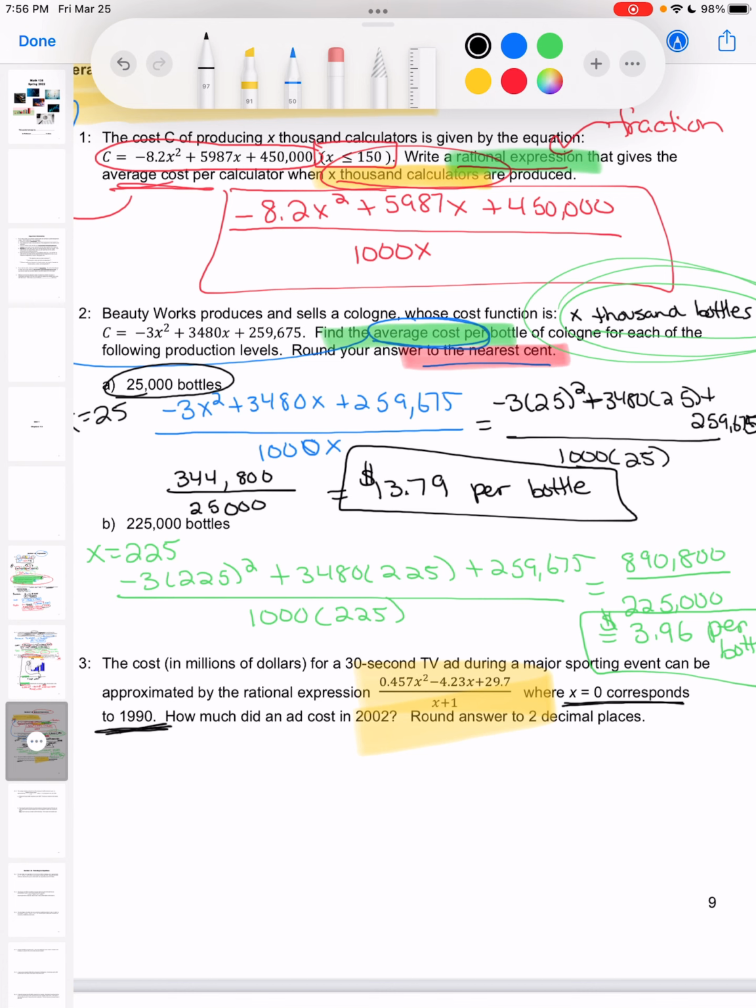But I'm asking about 2002. So I don't want to plug in just 2002. We're not going to plug in the straight year. Instead, I want to know how many years have passed between 2002 and 1990. So I'm going to plug in 12. That's the hardest part of the whole problem. What this is telling me is everywhere there's X, I'm going to put a 12.